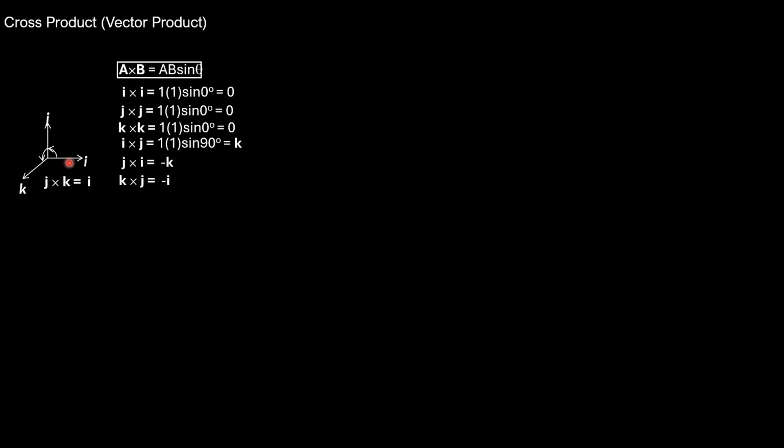K cross I: forefingers towards K, curl them towards I, your right thumb will be pointing in the J direction. So that's why K cross I is J. Then I cross K is negative J, of course. So that's it. Remember this cross product.